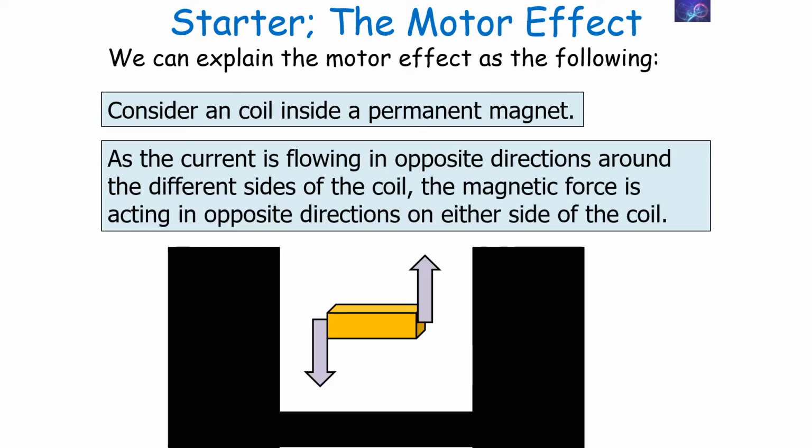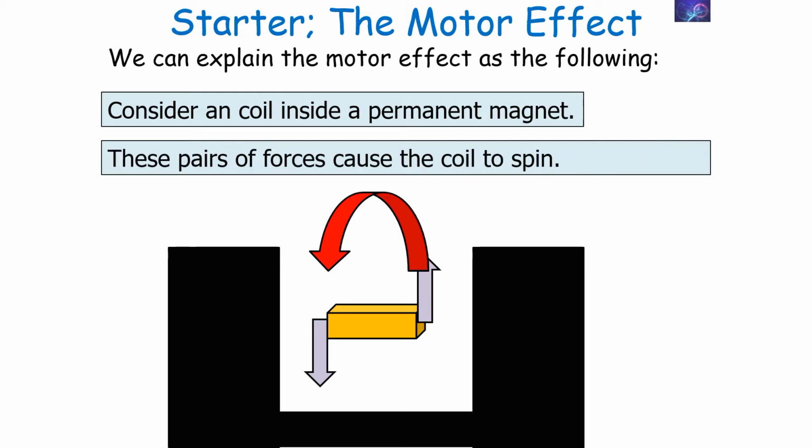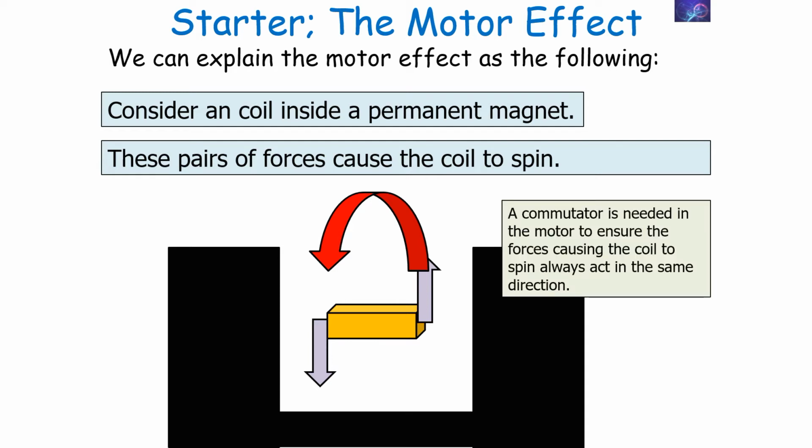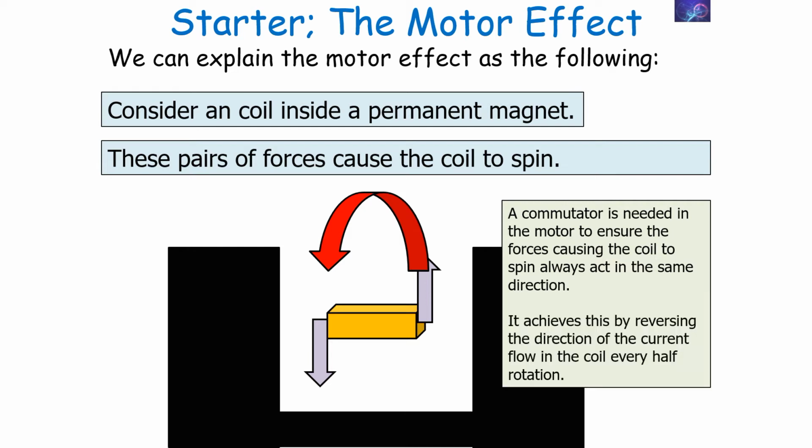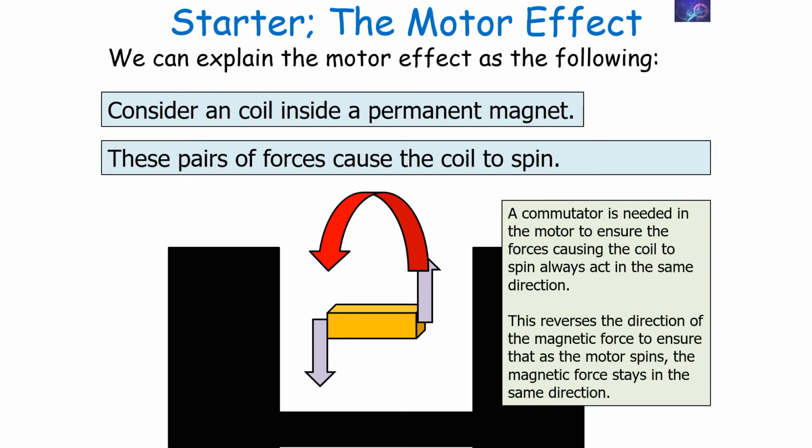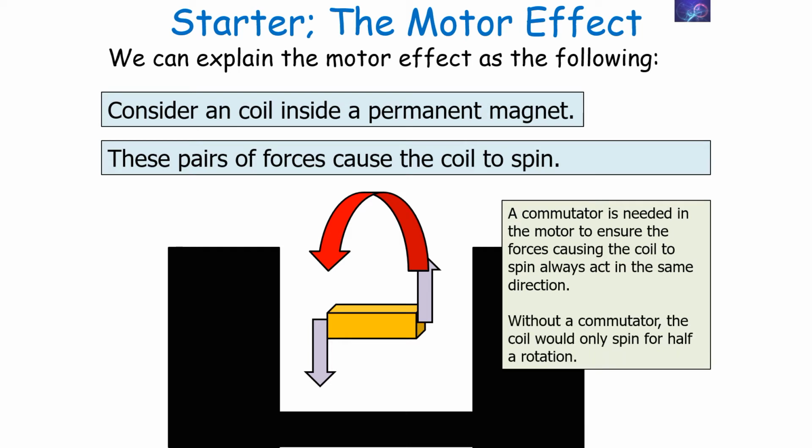Now as the current is flowing in opposite directions around different sides of the coil, the magnetic force is therefore acting in opposite directions on either side of the coil. So what these pairs of forces cause is they cause the coil to spin. Now a commutator is then needed in the motor to ensure the forces causing the coil to spin always act in the same direction. It achieves this by reversing the direction of the current flow in the coil every half a rotation. This reverses the direction of the magnetic force to ensure that as the motor spins, the magnetic force stays in the same direction. Without a commutator, the coil would only spin for half a rotation.